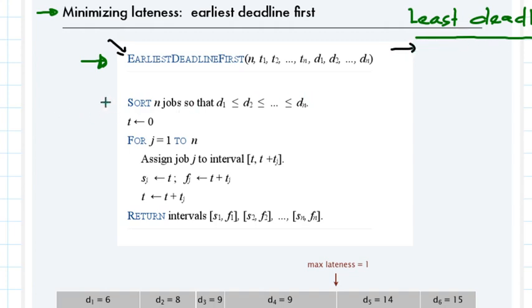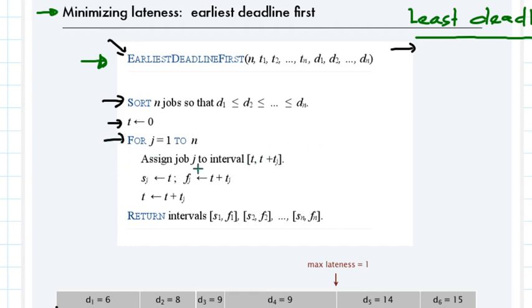So here we have to sort the jobs in earliest deadline first. And you see, first t will be initialized to 0. Nothing has happened yet. And then each job I am considering, for j equal to 1 to n.